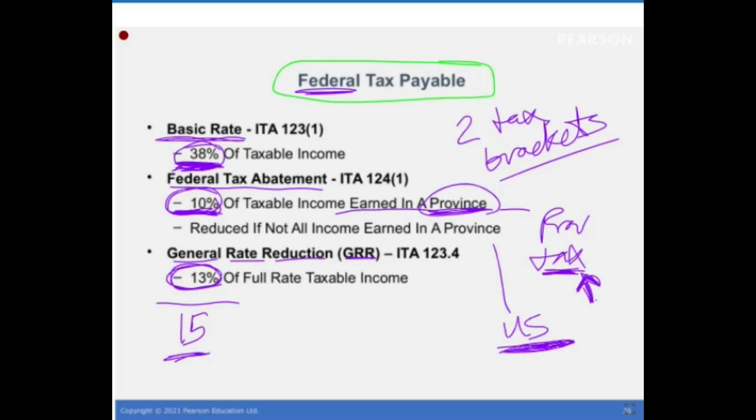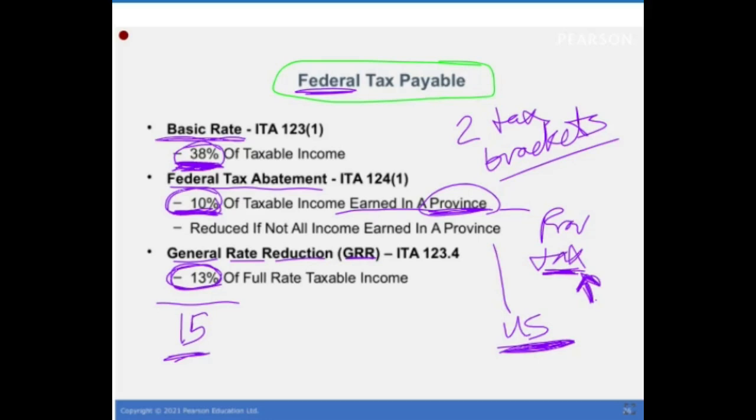Now, all of these elements are described in your text. The federal abatement is on 594. Well, the basic rate starts on 593. 594 is the federal abatement. And the general rate reduction is right after that on page 594.